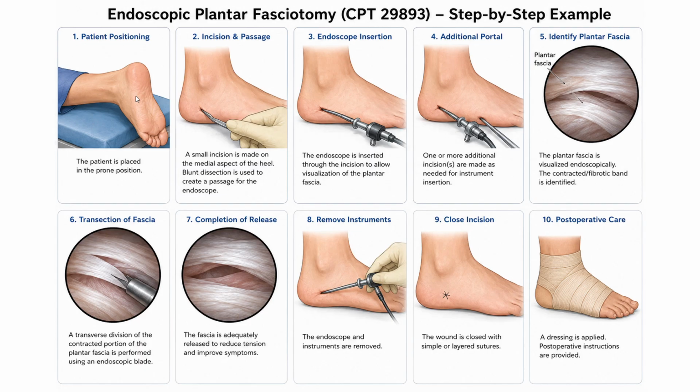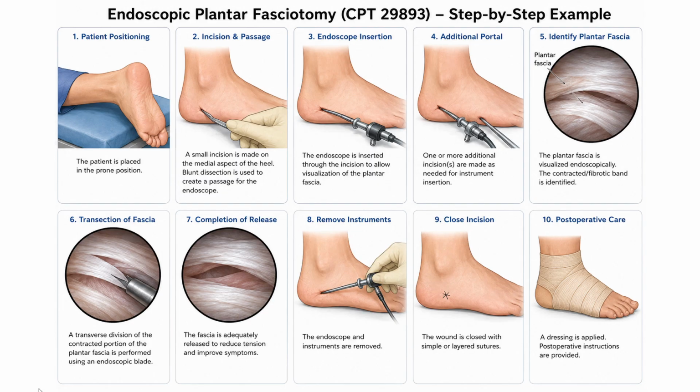Here the patient is positioned first and a small incision is made in the medial aspect of the heel, and he is creating a blunt dissection. To create a passage for the endoscope he is making an incision, and then the endoscope is inserted through the incision to allow visualization of the plantar fascia. He is passing the instrument and visualizing the plantar fascia endoscopically, and he is dividing that.